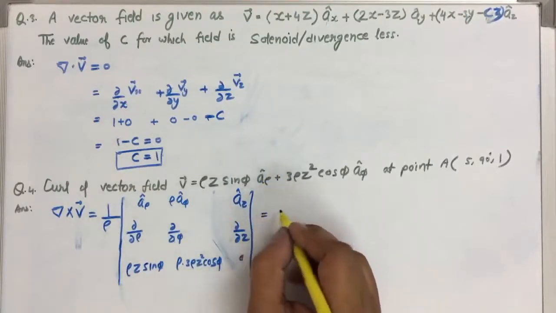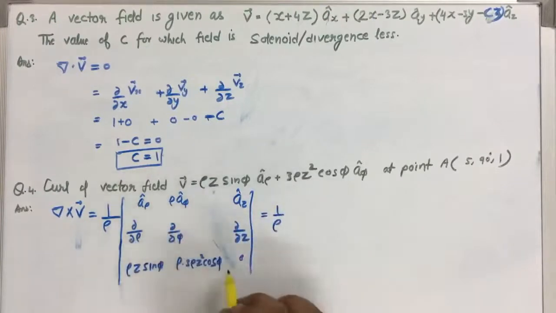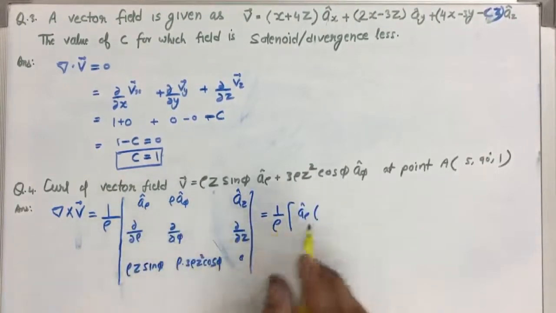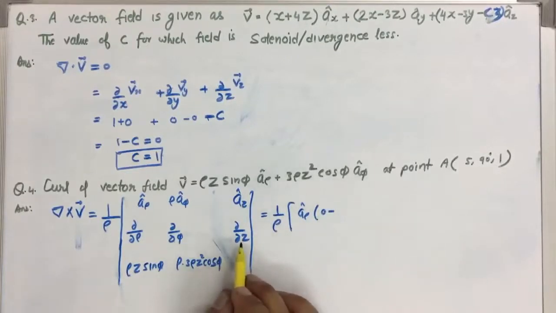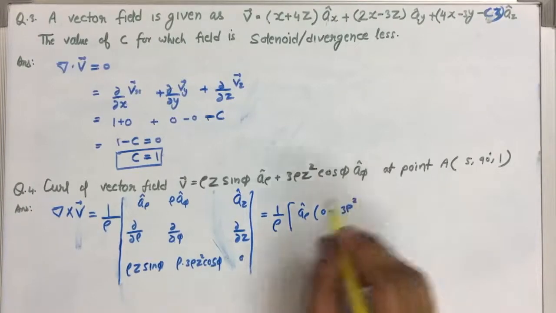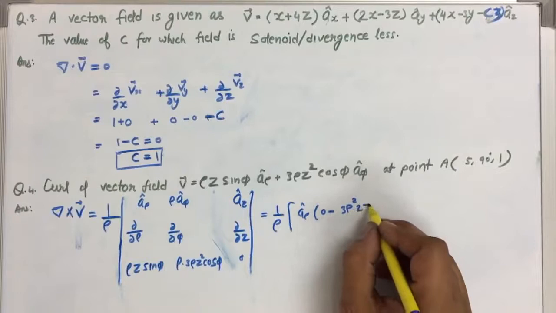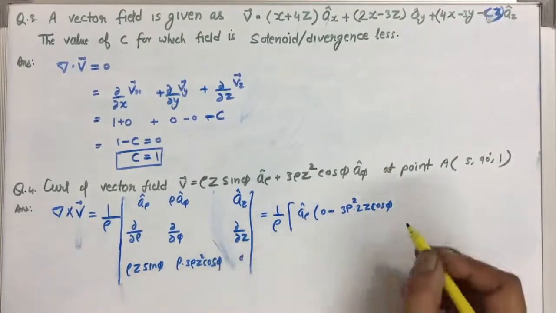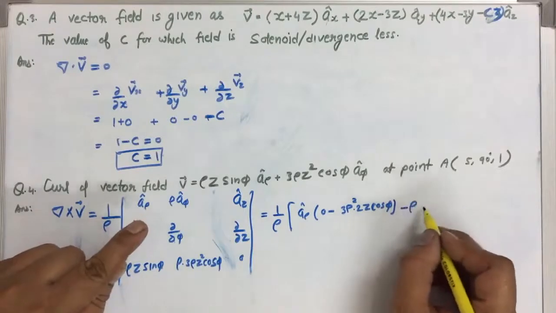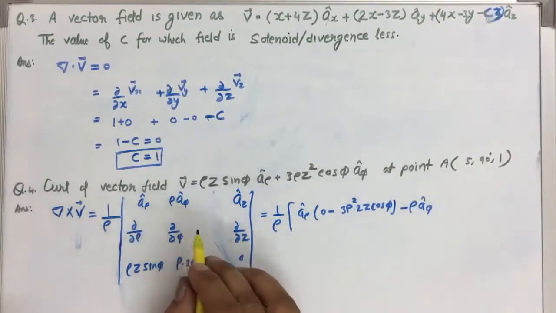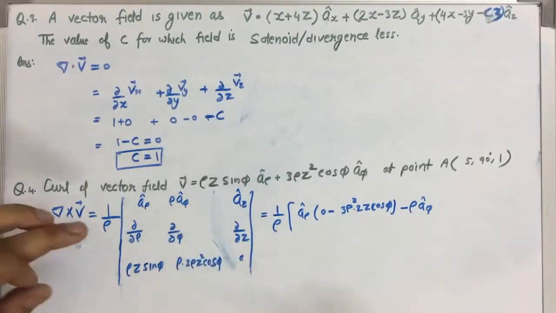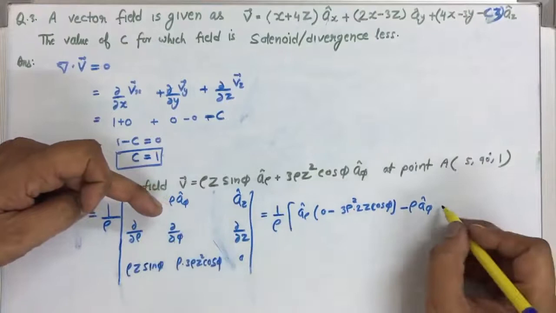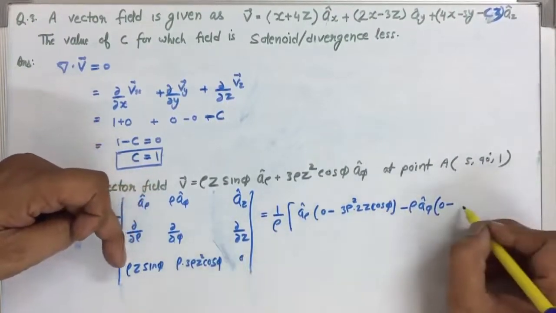Now solve it. It will give you 1 by rho, this a rho times 0 minus the derivative with respect to z. So it will be 3 rho square, with respect to z it should be 2z cos phi, if I am right. Okay. And the second is minus rho a phi. We know how to find the determinant, that is grade 12 mathematics. So minus rho a phi, this 0 minus this, this will be rho sin phi.